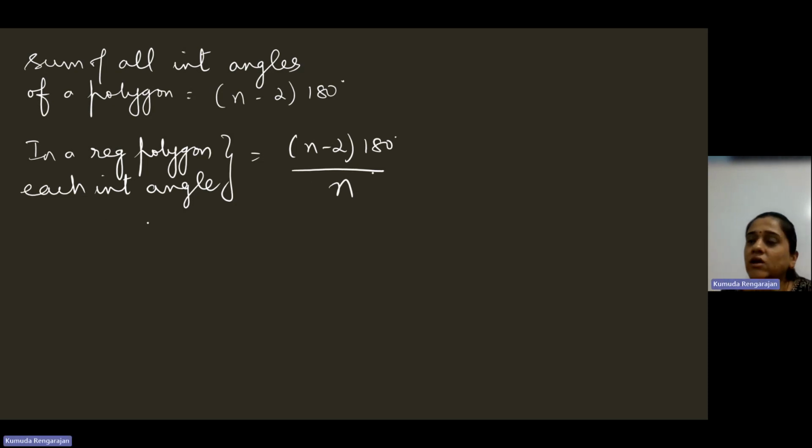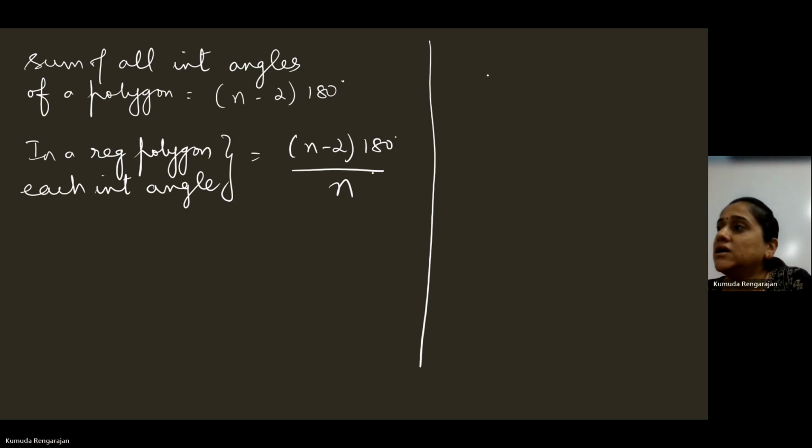Now coming to each exterior angle. In any polygon, the sum of the interior angles will keep increasing as the number of sides increases. A triangle has 3 sides, the sum of the 3 angles is 180. A quadrilateral has 4 sides, the sum is 360. A pentagon has 5 sides, the sum is 540. A hexagon has 6 sides, the sum is 720. So the sum of the interior angles keeps increasing as the number of sides increases.